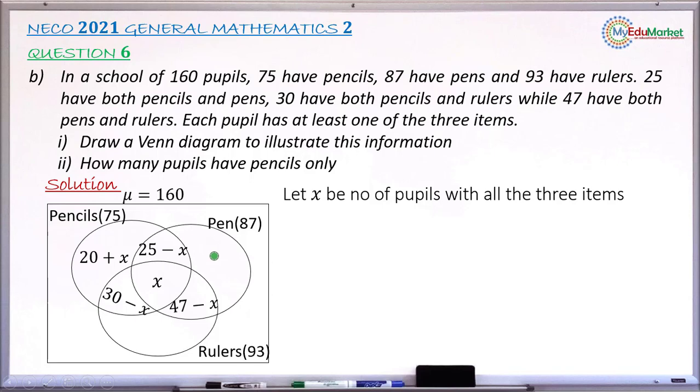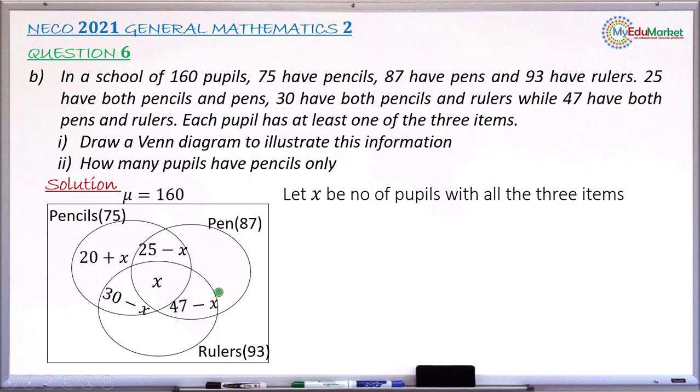Now, do the same to get those that have pens only. Those with the pens are 87. Out of this 87, 25 minus X, those with the pencils and the pens only, are inside. This X is inside. Also 47 minus X is inside.